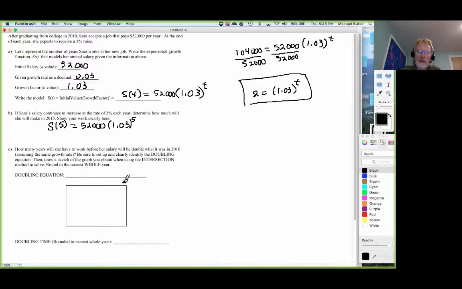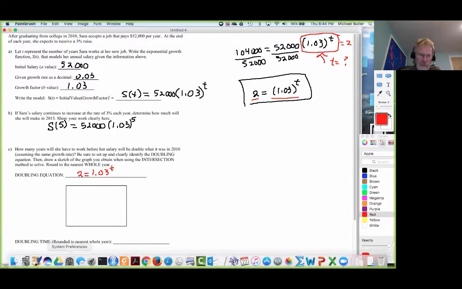Because all you really need to know is, think about it this way, when does this thing right here become a 2? In other words, T is equal to what when this whole thing is equal to 2? Why? Because that's going to be double my 52,000, isn't it, which gives me the 104,000. So what you really want to solve is when does 2 equal the exponential part? So that says 2 equals 1.03 raised to the T power. All right, so now it's time to go get the box out.